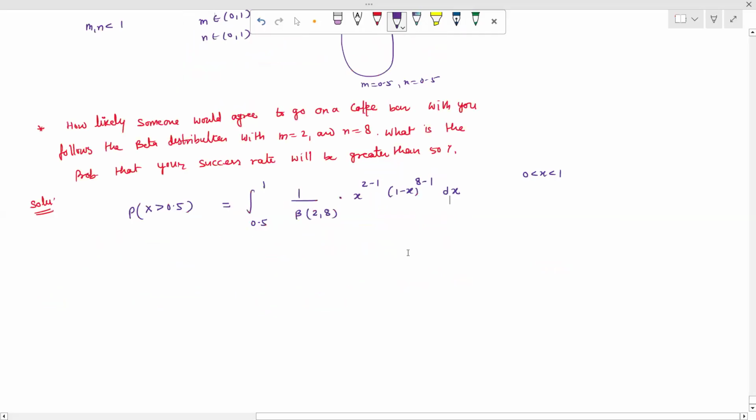So we can write this as the integral from 0.5 to 1 of 1 upon beta(2, 8) into x into (1 minus x) raised to the power 7 into dx. So you try to solve this. The probability will be 0.01953. So it means very low.